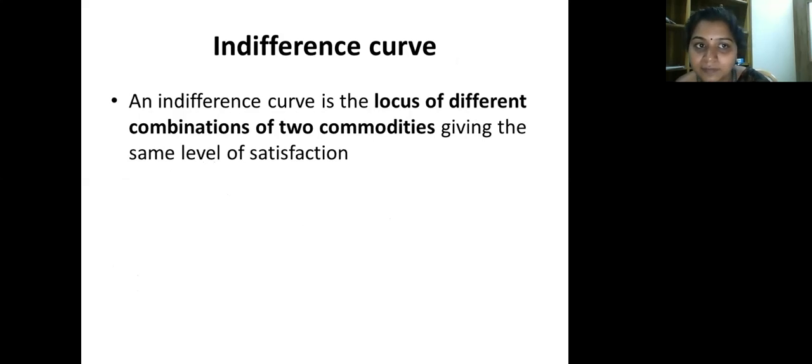So what is an indifference curve? An indifference curve is the locus of different combinations of two commodities giving the same level of satisfaction. The consumer is not fine with only one combination. He is okay, indifferent, between different combinations, four or five combinations. So if you plot all the combinations together in a graph and draw a line, you will get the indifference curve. So an indifference curve is a combination of points which gives him an equal level of satisfaction.